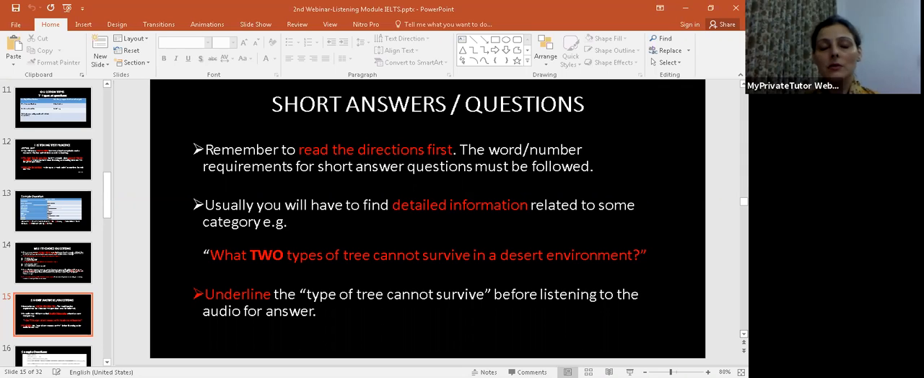When you're going to listen to the audio, you're going to catch that information immediately. You know what exactly you are requiring. By underlining, you are highlighting, you are making up your mind what sort of information you are looking for from the audio. This is the main tip of making up your mind for answering the short answer questions.